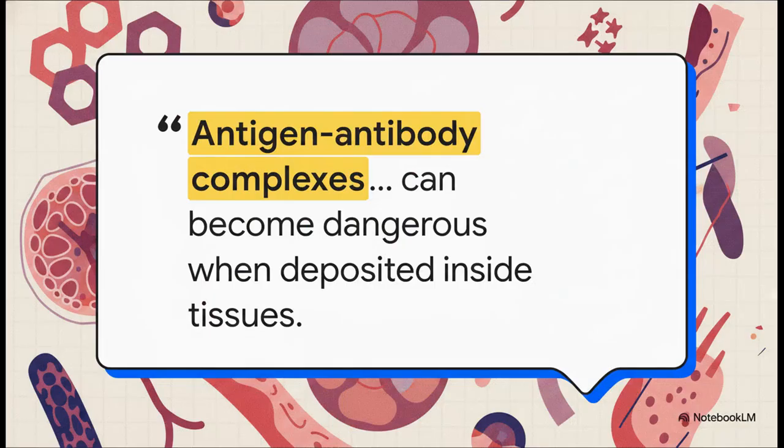We'll wrap up this explainer with a sort of profound irony. Antigen-antibody complexes, which are normally a vital part of our immune defense, can become incredibly dangerous when deposited inside tissues. The very mechanisms designed to protect us become the agents of our own destruction. But it leaves us with a pretty critical question. If we can fully map out exactly how these complexes get trapped, are we just years away from engineering a way to dissolve them before they ever cause disease?